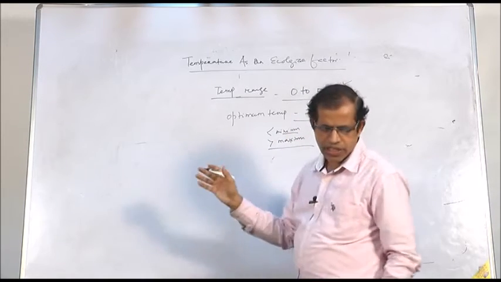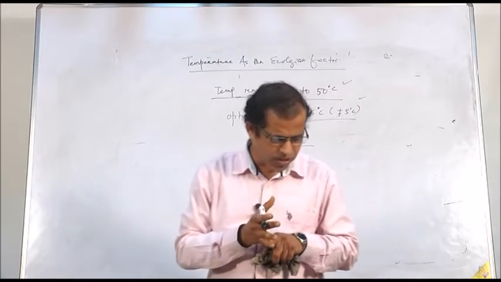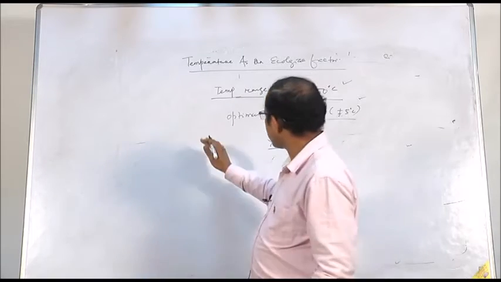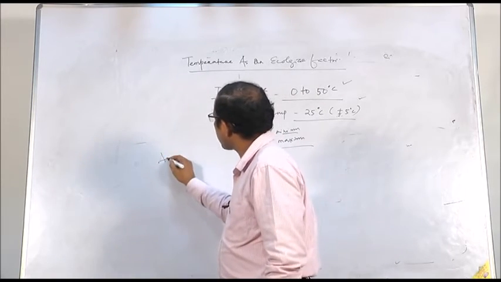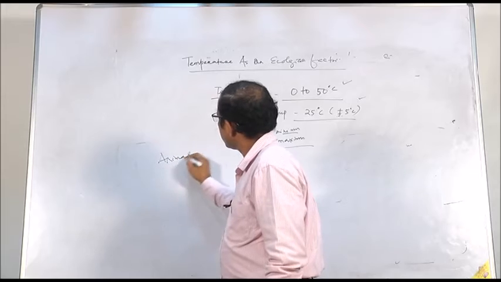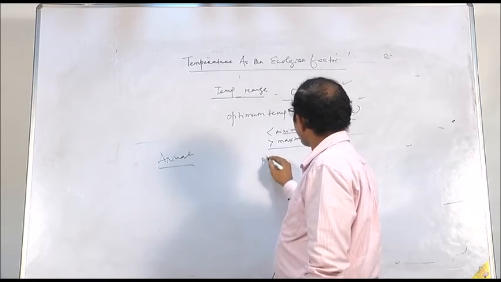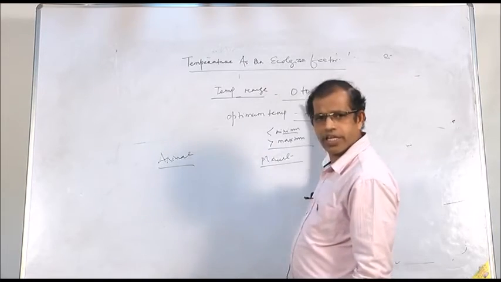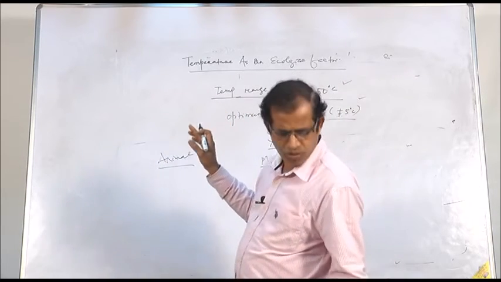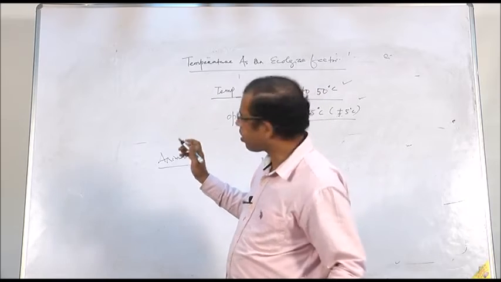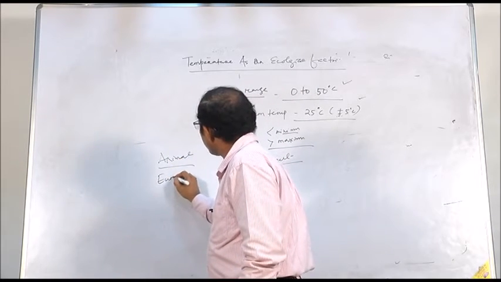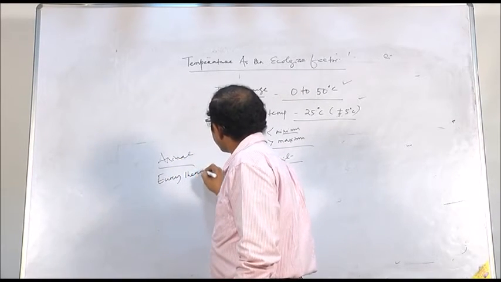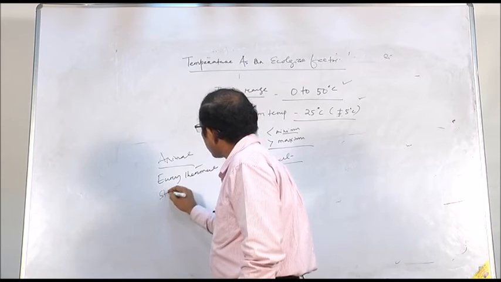So if you see that range of temperature, you will find it has different effects. If you talk about animals, it is different, and on plants as well. Depending upon this temperature variation, the animals you will find are of two types. One is eurythermal, another is stenothermal.